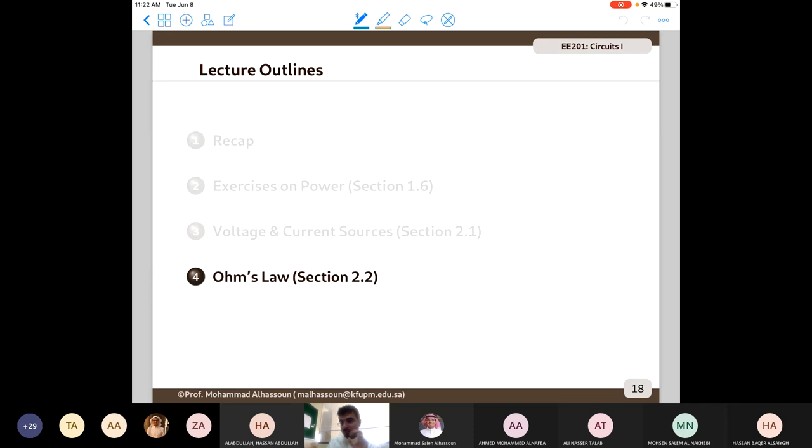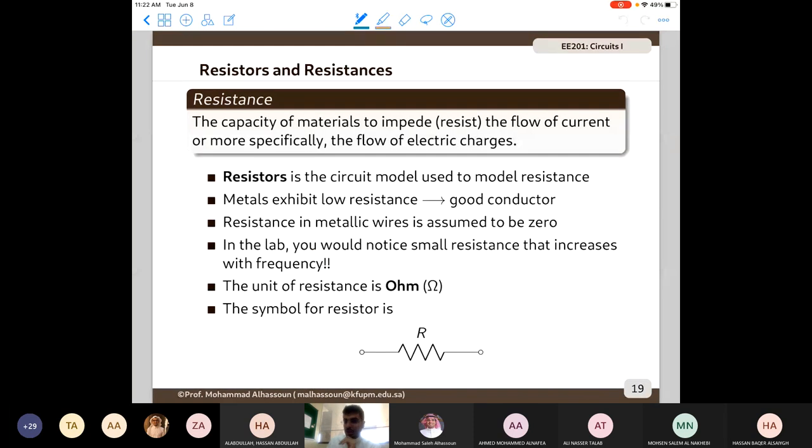Defining Ohm's law, let's talk about resistance in general. Usually what we want from materials is to make sure that they will be able to permit the flow of current, flow of charges. But some materials, or all materials in general, with probably the exception of superconductors, resist or impede the flow of charges. The capacity or ability to resist the flow of charges is higher in some materials than in others.